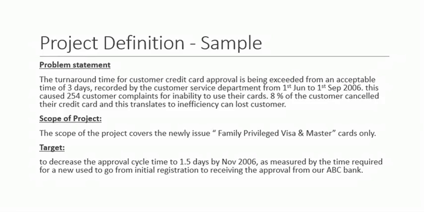So basically when you issue the card earlier, the customer will then again be able to visit the organization and use the card. So that is the target, to reduce the approval cycle time to 1.5 days, if I talk exactly.